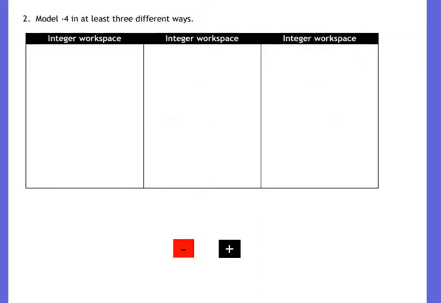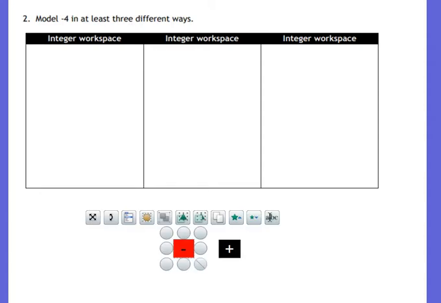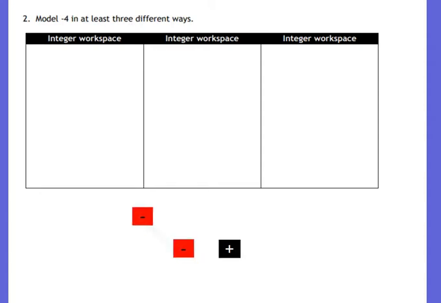Now we want to model a negative 4. Well, obviously, there's an obvious answer. That's the obvious answer, right? Yes. Okay. Wyatt, what's a non-obvious answer? 4 red ones and 2 black. No, my bad. 6 red ones and 2 black ones.